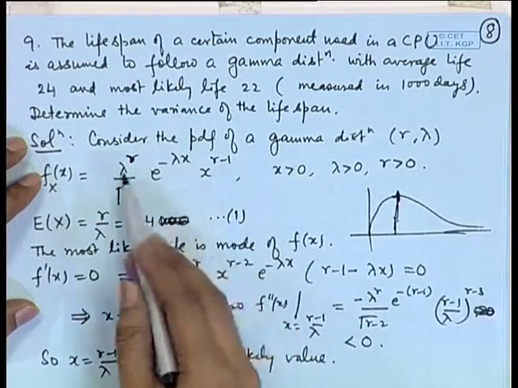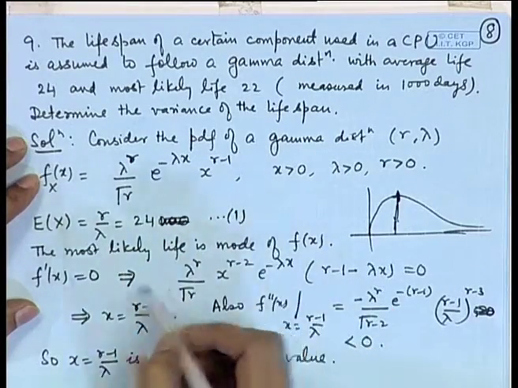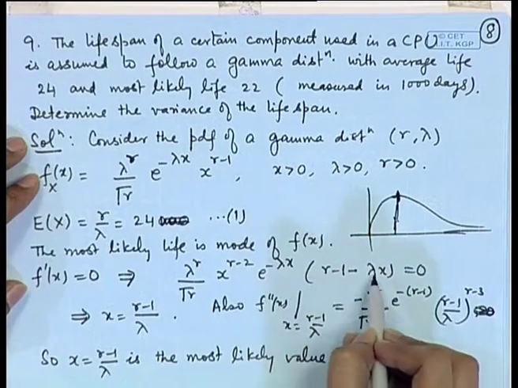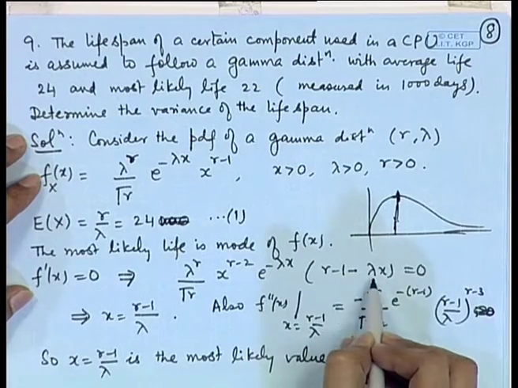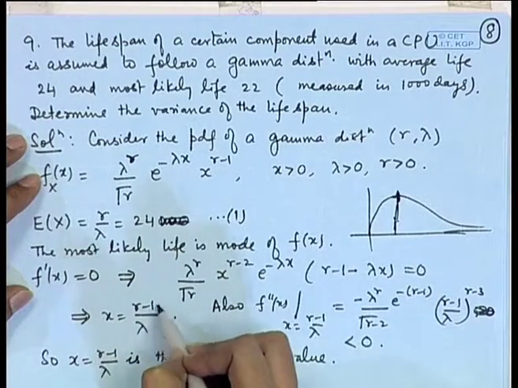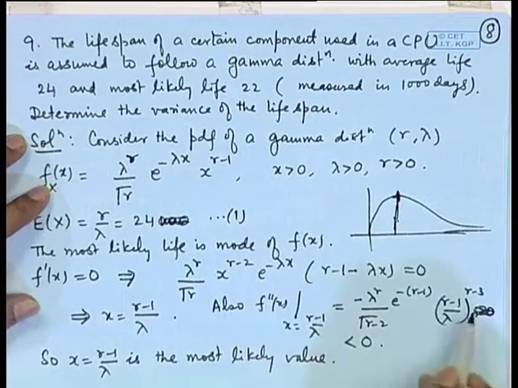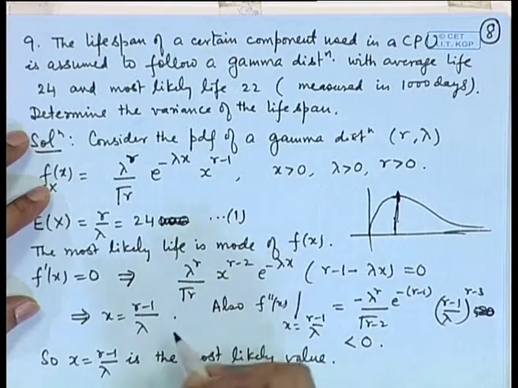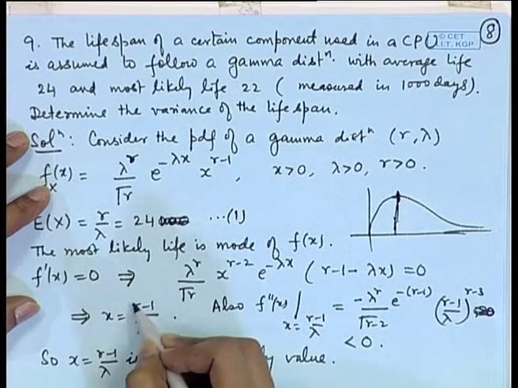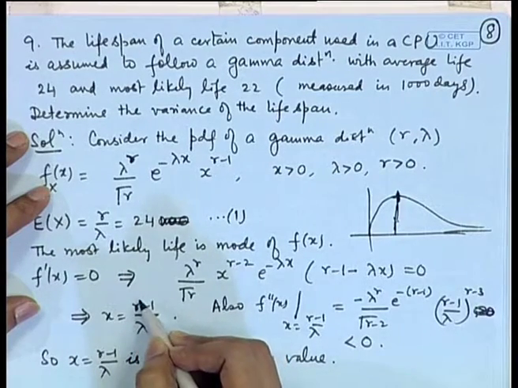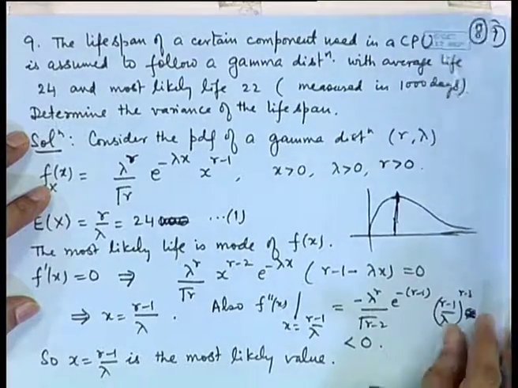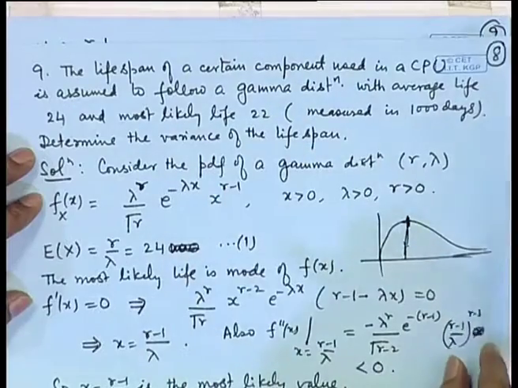So, here the density function is given by this. We can use the ordinary calculus by looking at the derivative. So, f prime x is 0 for this, that is x is equal to r minus 1 by lambda, and at this point we can check the second derivative, it is actually negative. So, x is equal to r minus 1 by lambda is the mode of the distribution, that is the maximizing point. It is given here that r minus 1 by lambda is equal to 22.